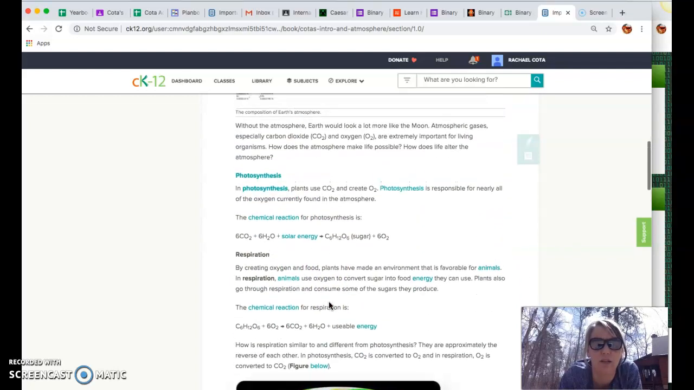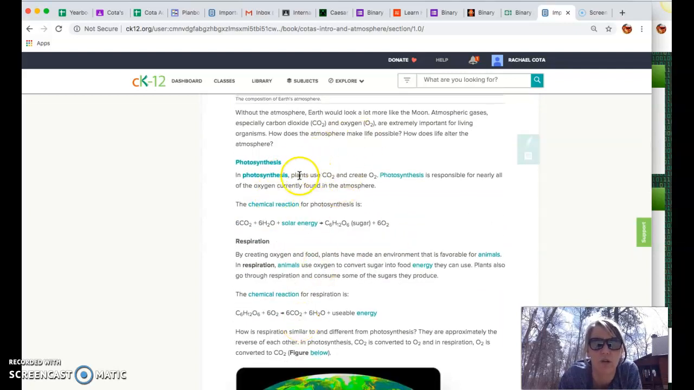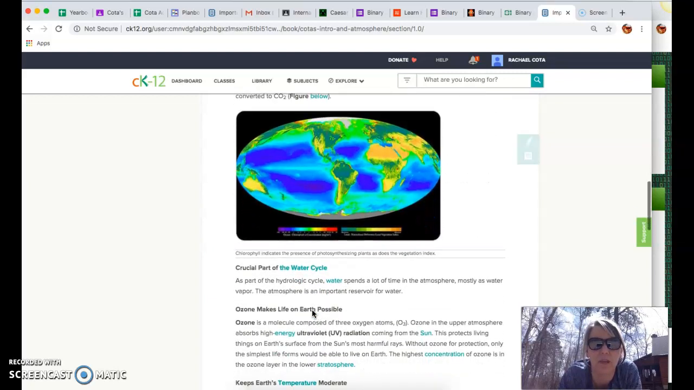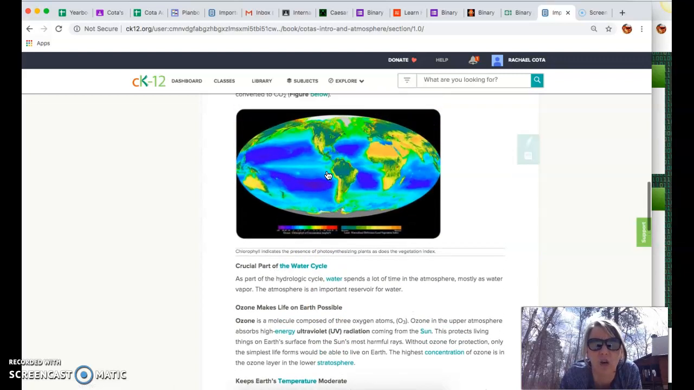Okay, so we need the gases in our atmosphere, all of them combined, in order to undergo photosynthesis and respiration, and those two things make life possible here on Earth. Our atmosphere is also a crucial part of the water cycle. As part of the hydrologic cycle, water spends a lot of time in the atmosphere, mostly as water vapor. You guys have definitely felt water vapor in the air here in Minnesota in the summertime, right? There are times when there's a lot more water vapor in the air than other times. Sometimes we go outside in the summer and it is like sticky wet.